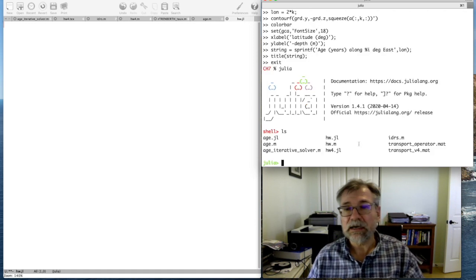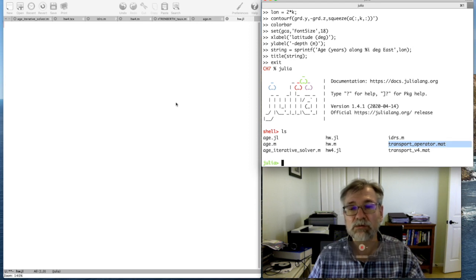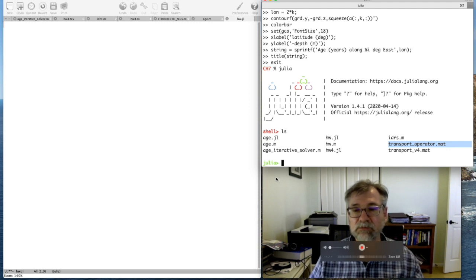In this directory, I have the file transport operator.mat, and we're going to load that file into Julia. It contains the advective diffusive flux divergence operator on a model, so it's the OSIM model.